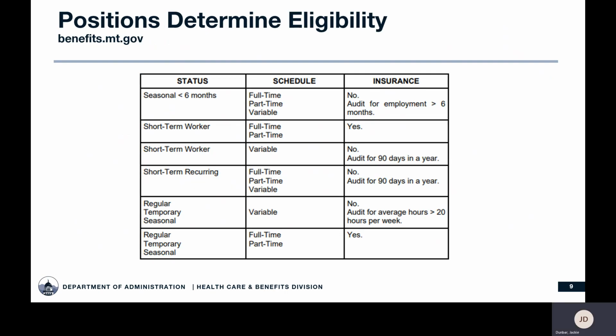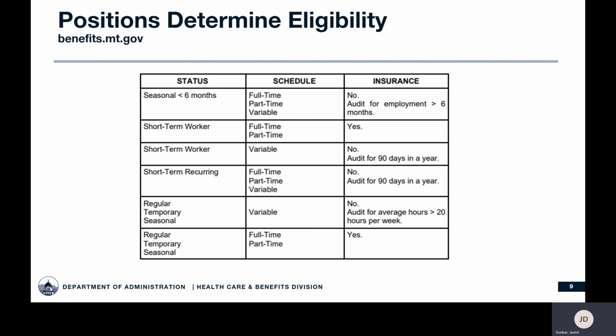This graph shows how positions determine eligibility for the state of Montana benefit plan. Healthcare and Benefit never advises an agency what position to hire an employee. Those discussions are between the agency and state human resources. Remember, the state of Montana is one employer. If an employee works in multiple agencies, all their hours count to determine benefit eligibility.